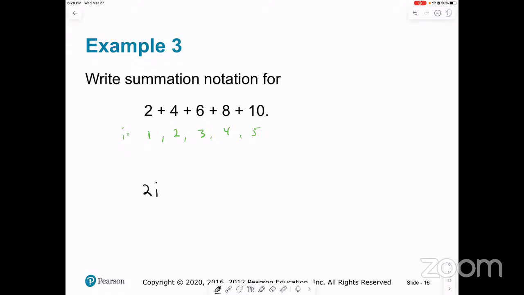So that way when i is 1, we get 2. When i is 2, we get 4. When i is 3, we get 6. When i is 4, we get 8, right? So on and so on. So then we want to take the sum. We want to sum these guys up as i goes from 1 to 5, right? When i is 1, we get 2 plus. When i is 2, we get 4 plus, so on and so on. I think this works, right?